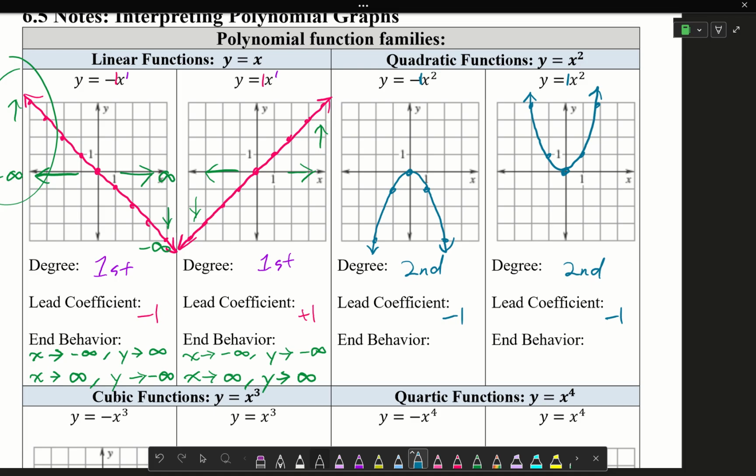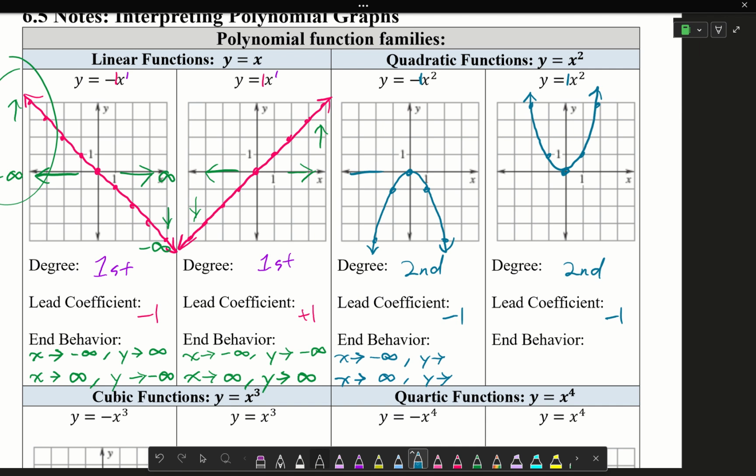Okay, let's see if we can figure out the end behavior. So again, I'm going to write down as x is approaching negative infinity, in other words, as we move towards the lesser x's, and as x is approaching positive infinity, the greater numbers to the right, what is y doing in each case?